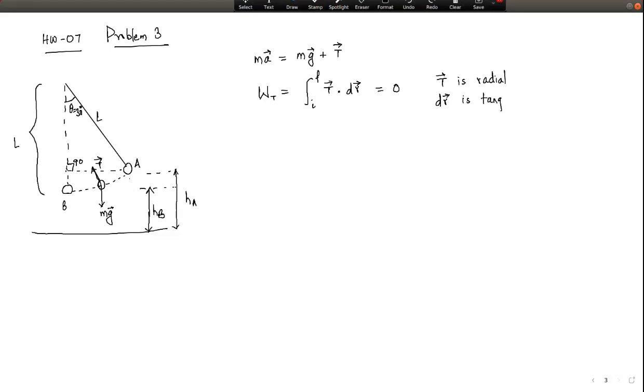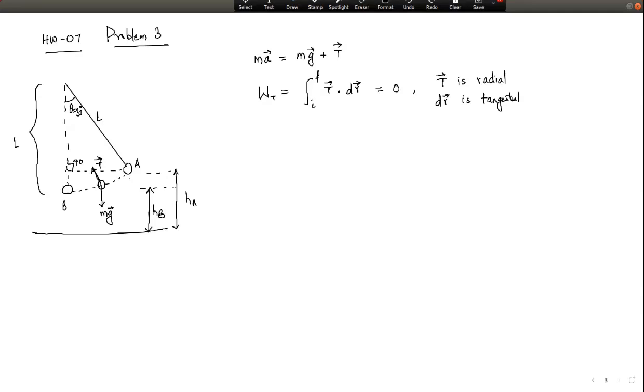And we know that in a circle, a tangent and the radius vector are always perpendicular. So at each instant, at each element of this integral, it contributes zero. Once we have clarified that the work done by the tension is zero, the only other force acting on the mass is gravity. And gravity being a conservative force, that means that it does not depend on the path along which the mass travels.